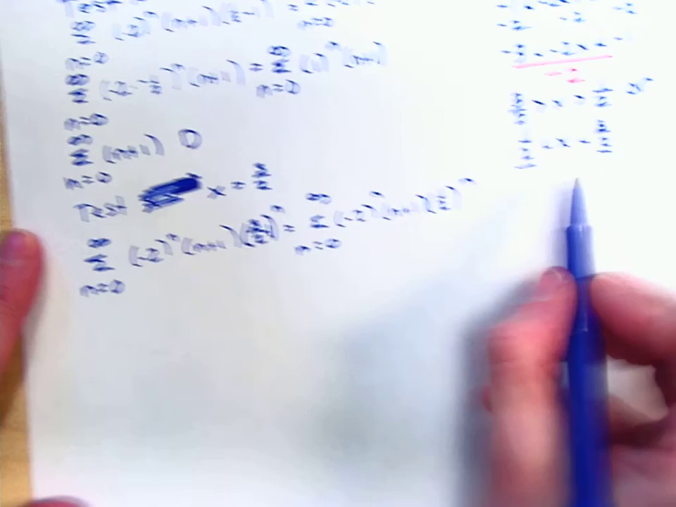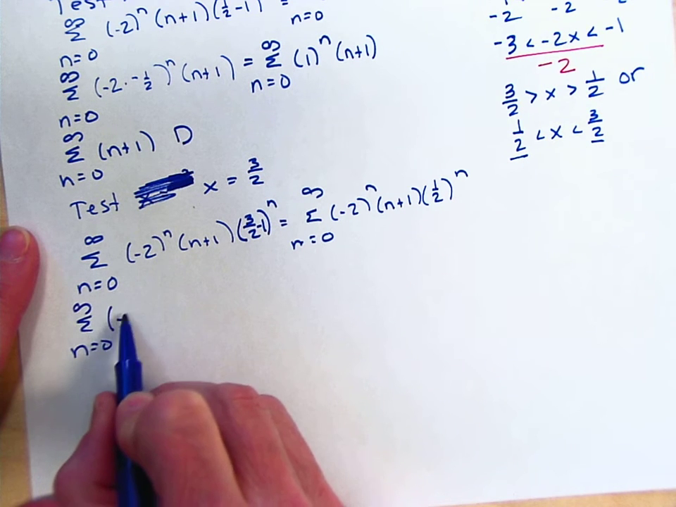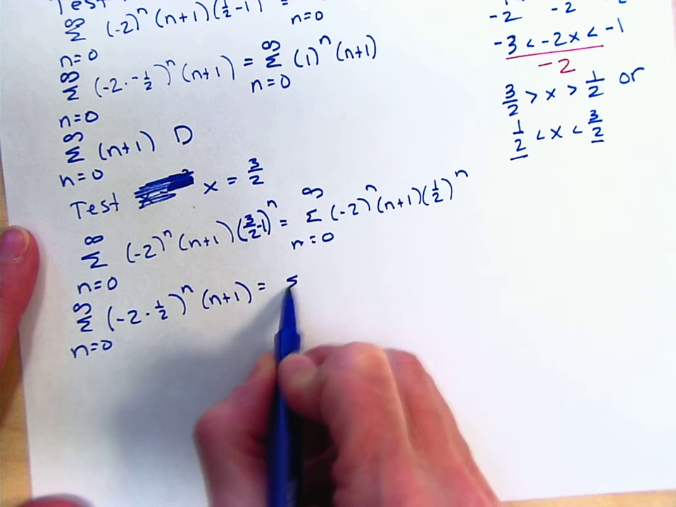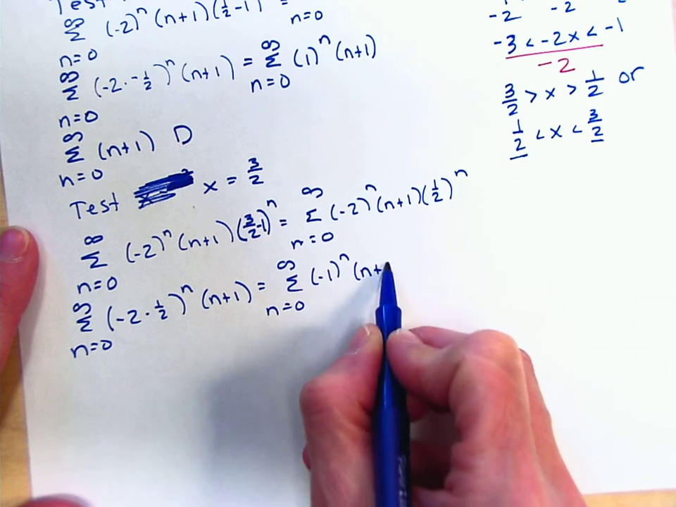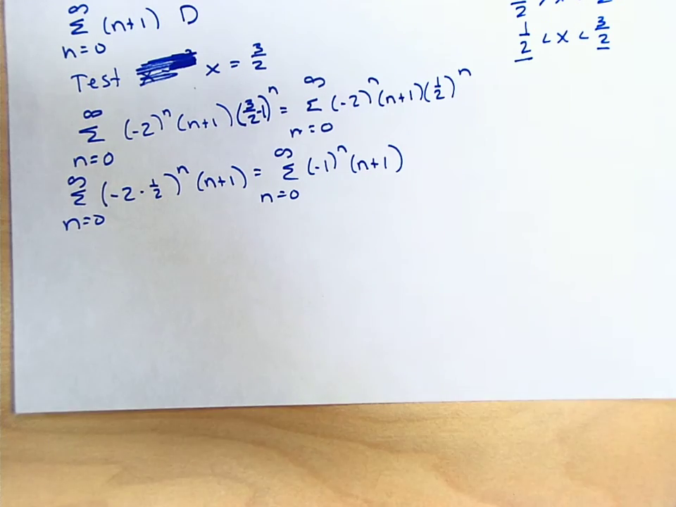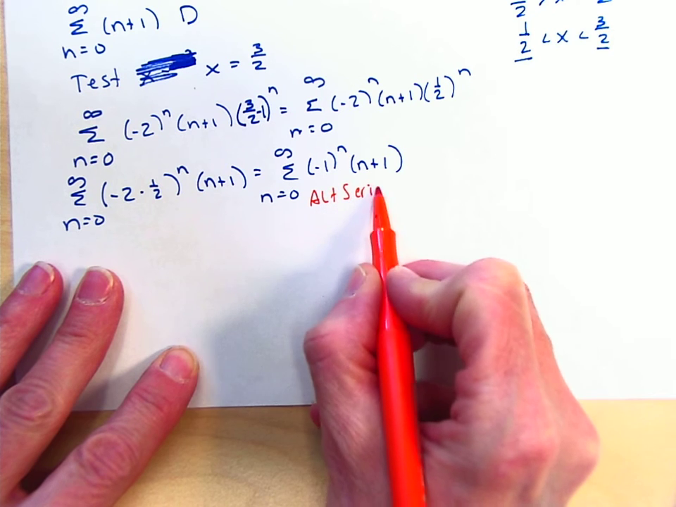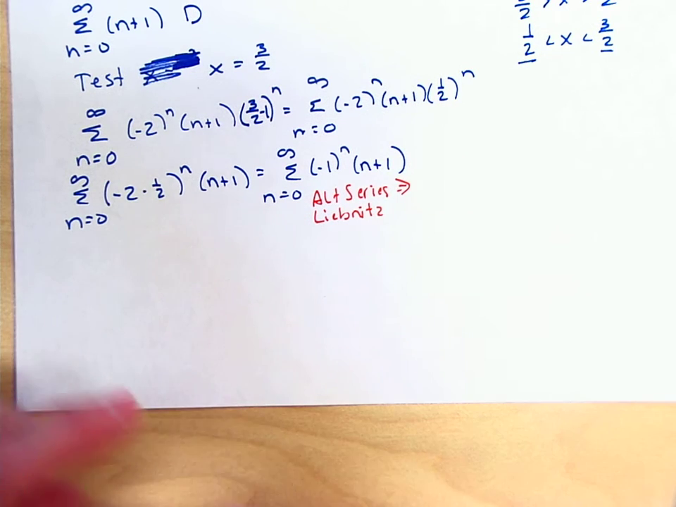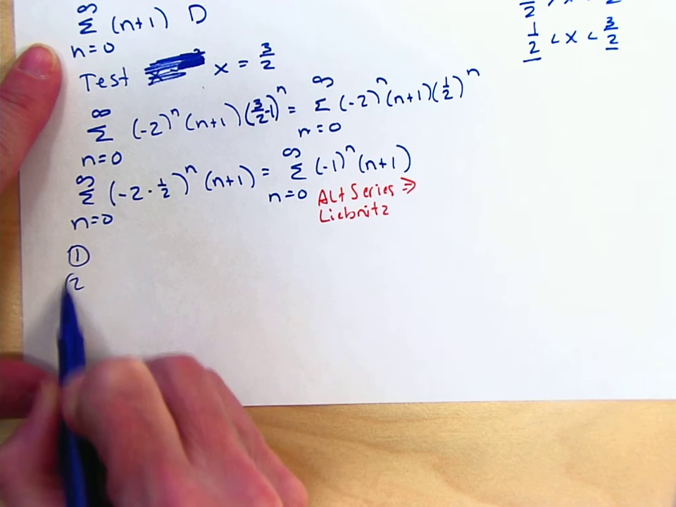So just like before, we're going to group these together, and we're going to get minus 2 times 1/2 to the n times n plus 1, which leaves us with minus 1 to the n plus 1. So now we know that we have an alternating series and we need to use Leibniz. So we have alternating series, Leibniz. So we need to do 1, 2, 3, and then we need to check if we're conditionally convergent. So 1, 2, 3.